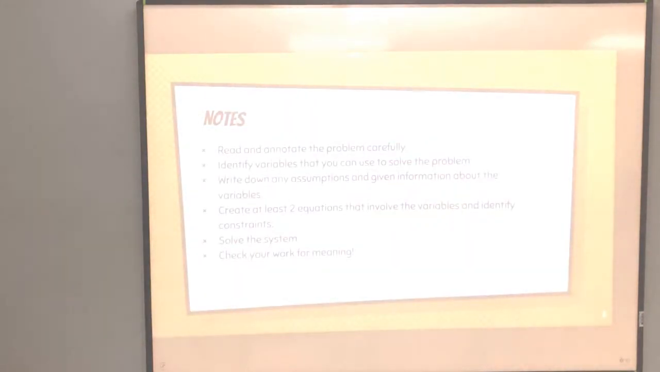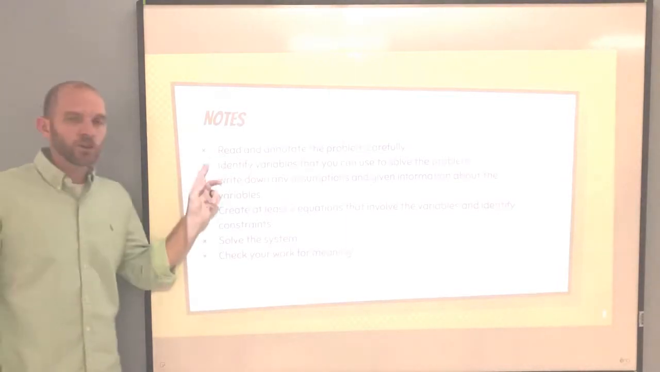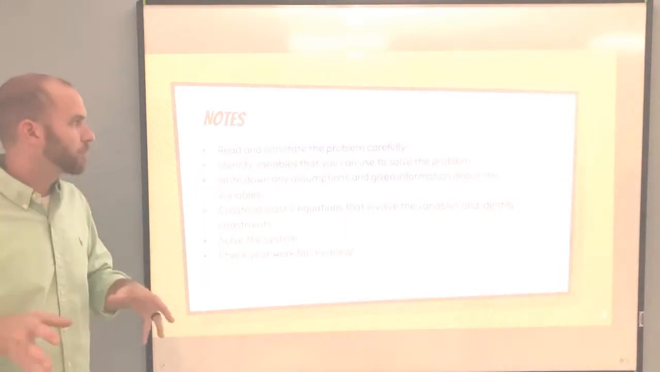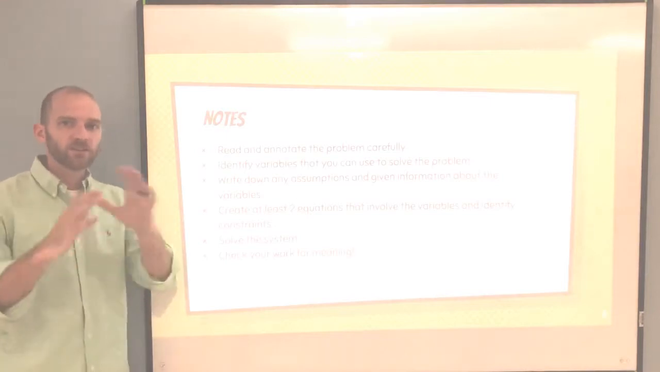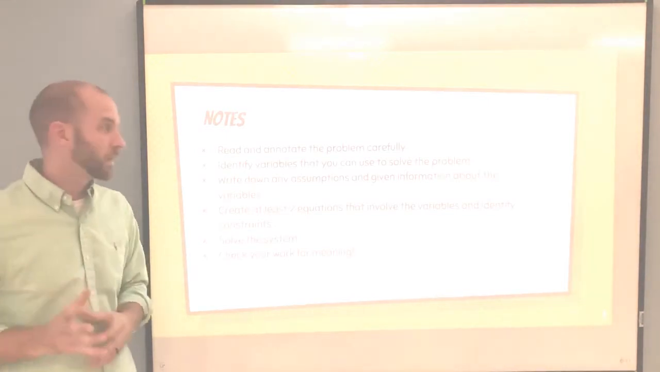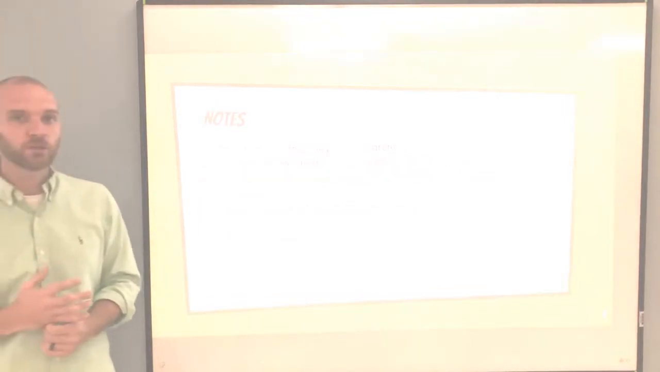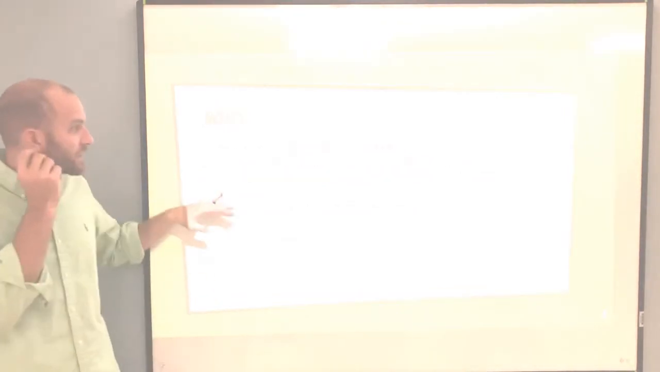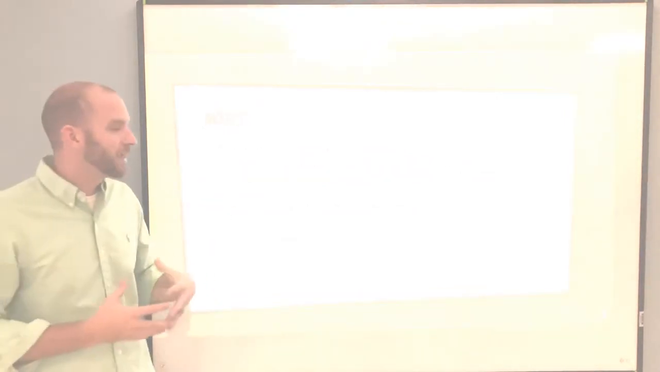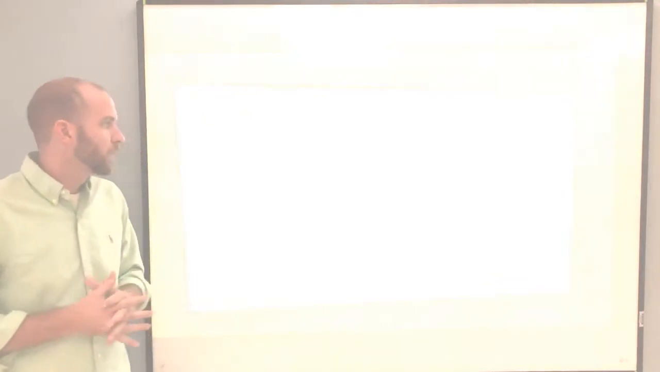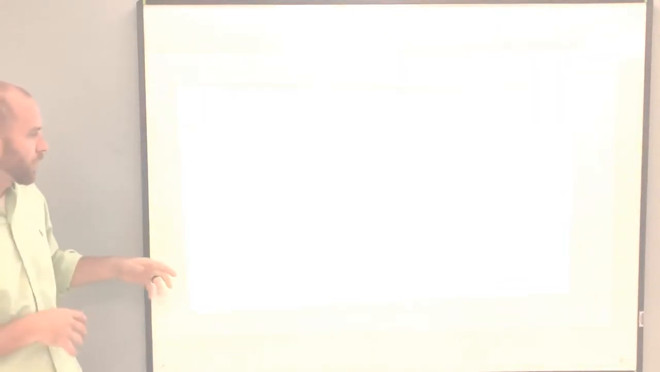So, a couple notes before we jump in. First thing you're going to want to do is read and annotate a problem carefully, right? There will be a lot of stuff in the problem that you will need to know, and there will be a lot of stuff that's just fluff, right? You're going to want to identify variables that you can use to solve the problem. Write down any assumptions and given information about the variables. We'll talk about that more in a couple of these problems.